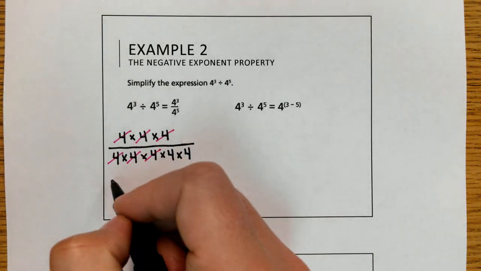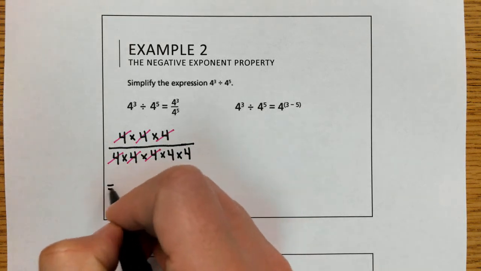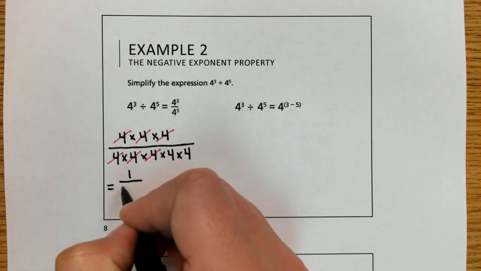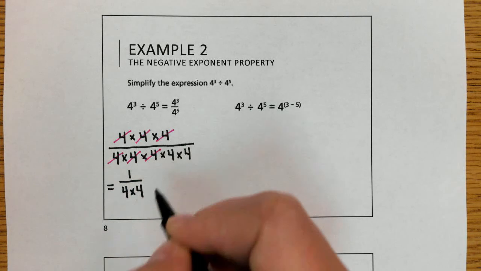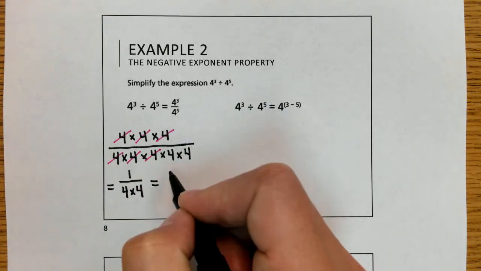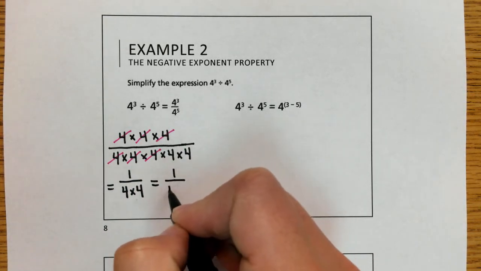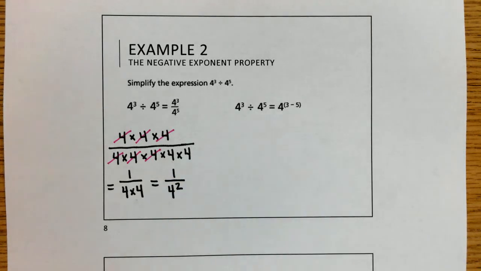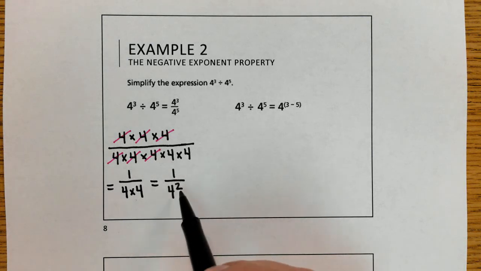So what this means is I have 1 over 4 times 4, or I can rewrite that as 1 over 4 squared. Now, I can rewrite this using a negative exponent. Whenever you have something in the bottom, you can move it to the top by flipping the sign.